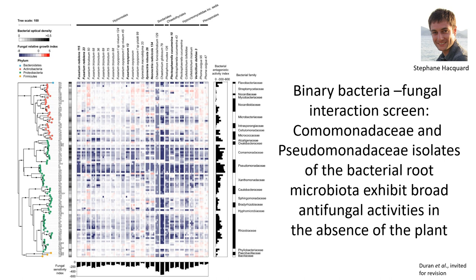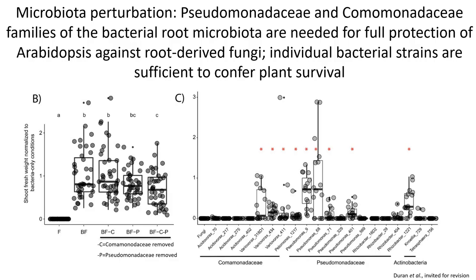And if the bacteria promote fungal growth, then it's shown in red color, right? But you can see that the cool colors prevail. And if you look now at the taxonomic structure of the root microbiota, you can see that almost all isolates of Comamonadaceae and the Pseudomonadaceae exhibit broad antifungal activity against these root-associated fungi. So this suggested that there's a taxonomic signal in the bacterial root microbiota that can confer this broad antifungal activity against these root-associated fungi.